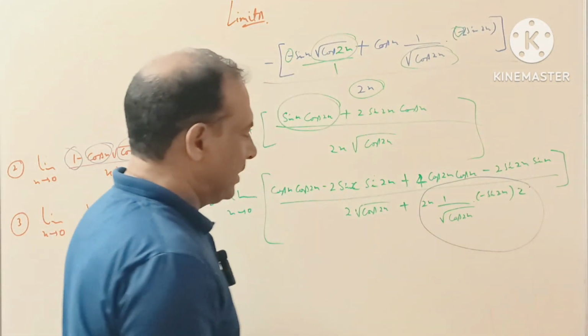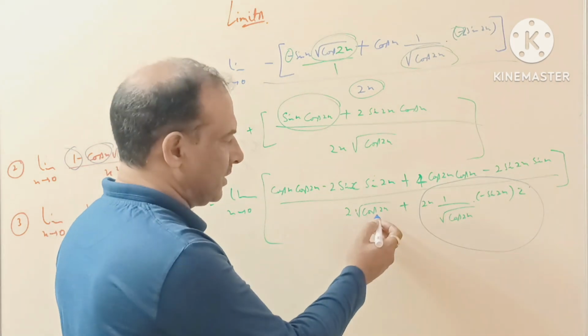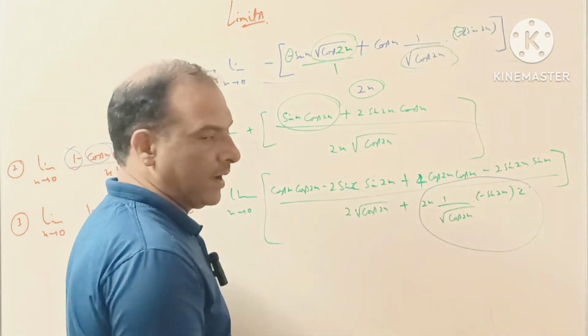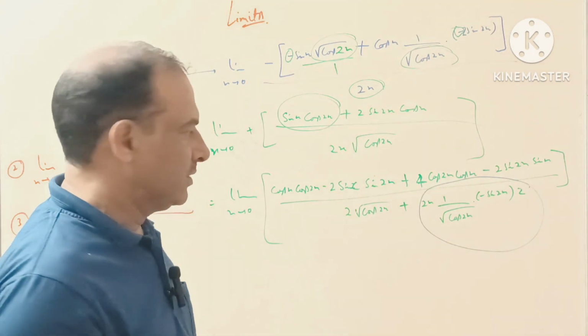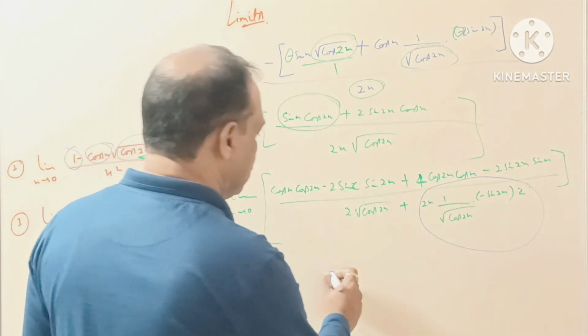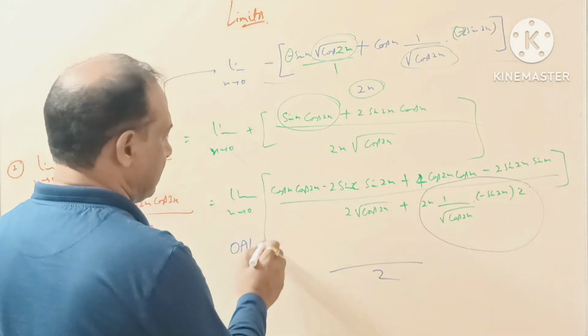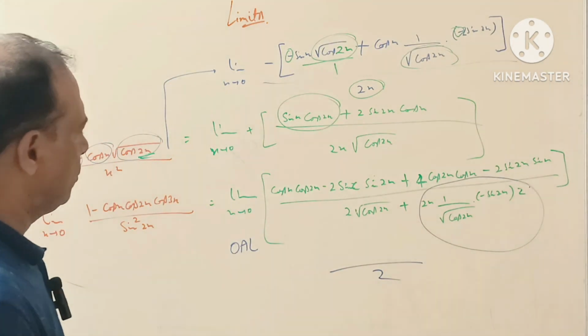But if I apply x equals 0 in this case, it will give me cos 0. Cos 0 is equal to 1, and under root of 1 will give me 1. Therefore, the denominator will be 2. This is done after applying the limit. Clear? Now come to the numerator part.